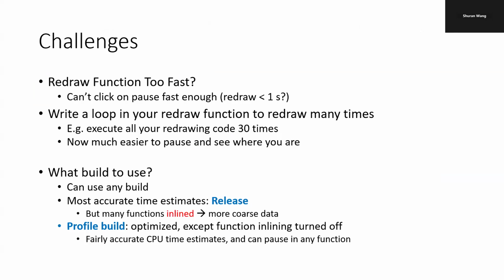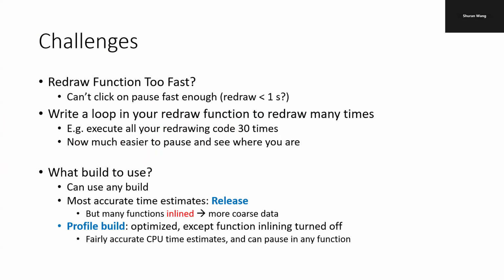But if the redraw function is too fast, faster than human reaction to click fast enough, what we'll do is write code in the redraw function to redraw many times, so that you can pause and see where you are more easily.